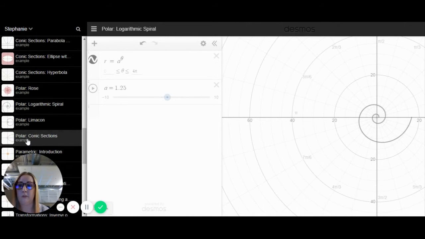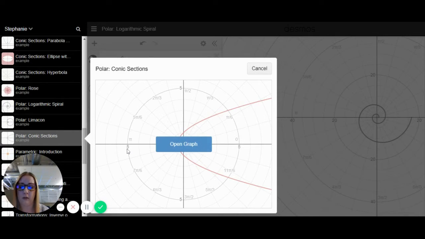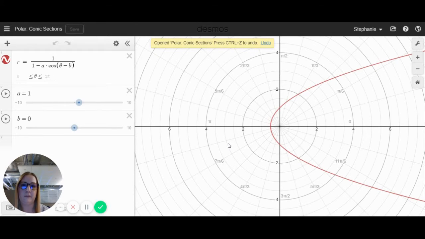And then we've got polar coordinates conic sections. We're going to be talking about a lot of conic sections, which is something that you saw in pre-calc. We talked about conic sections, so we're going to be revisiting those. Here is a conic section, and you can see that on the polar graph. Again, your equation is in terms of r and theta.